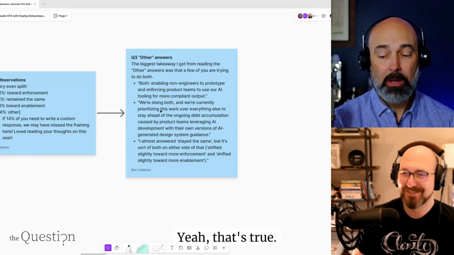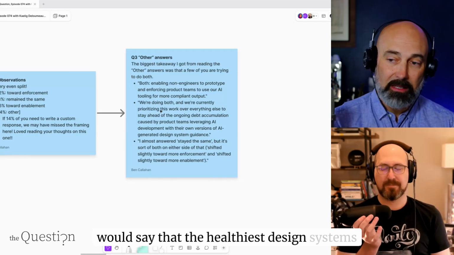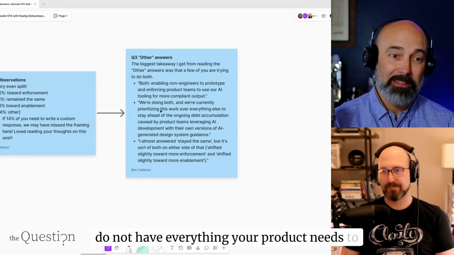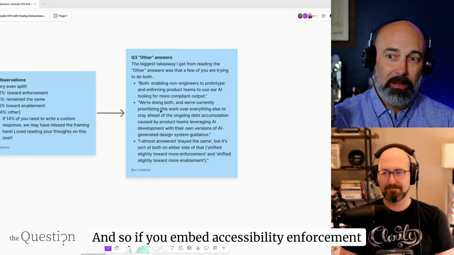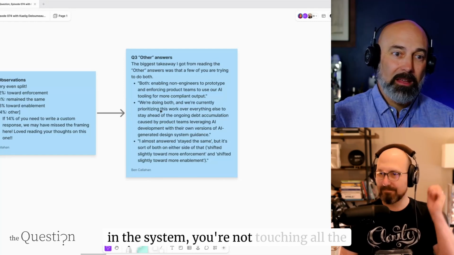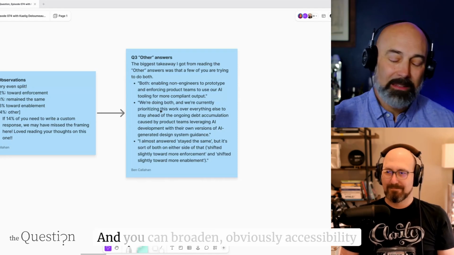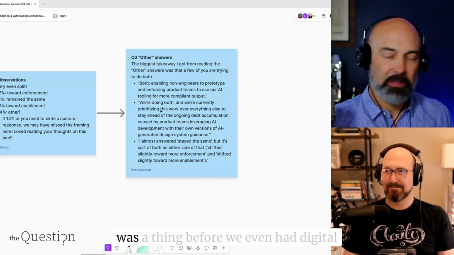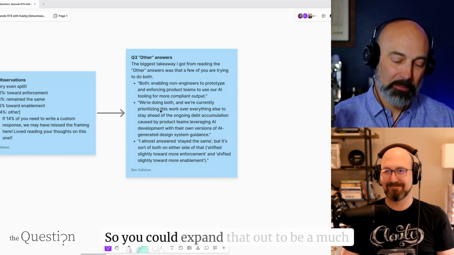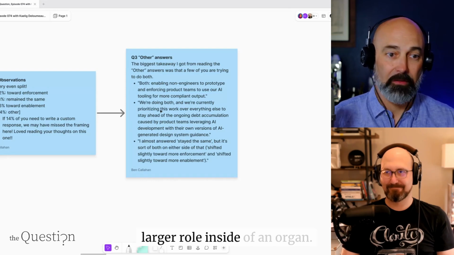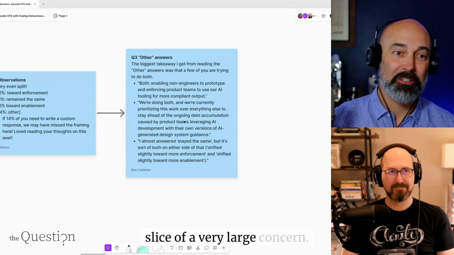Yeah. That's true. And that's a really good point, because I would say that the healthiest design systems do not have everything your product needs to make every interaction. And so if you embed accessibility enforcement in the system, you're not touching all the surfaces that your end users will touch, and you can broaden. Obviously, accessibility was a thing before we even had digital products, right? Like the physical spaces that we operate in, so you could expand that out to be a much larger role inside of an org, and I think that's very smart. And then in that world, we're a much smaller slice of a very large concern.